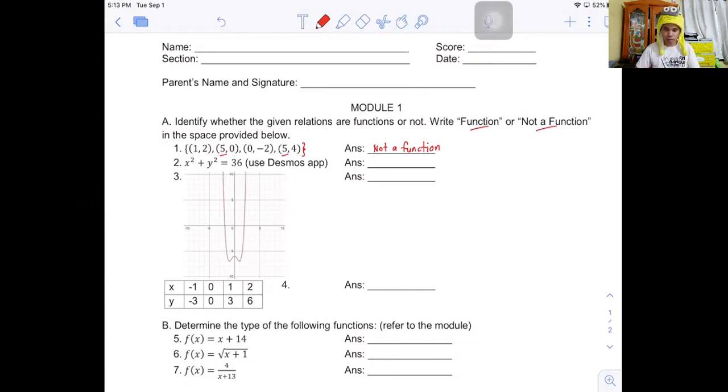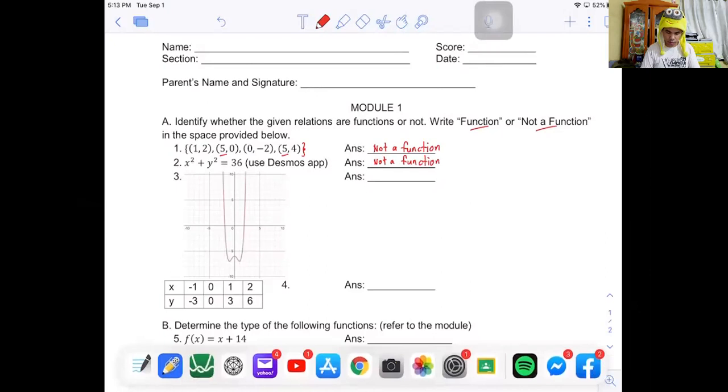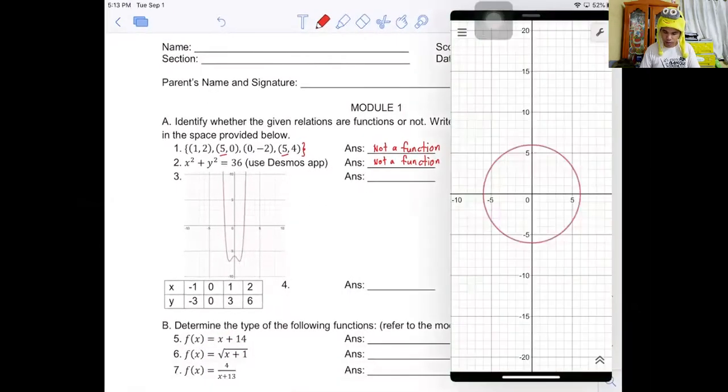Number 2, we have here a given equation, x squared plus y squared equals 36. And I noted here to use the Desmos app. So this one is not a function. Why is it not a function? If you have read the module, it is written there regarding the vertical line test. We don't know what this x squared plus y squared equals 36 looks like, so what we are going to do is graph it. So let us graph this one.